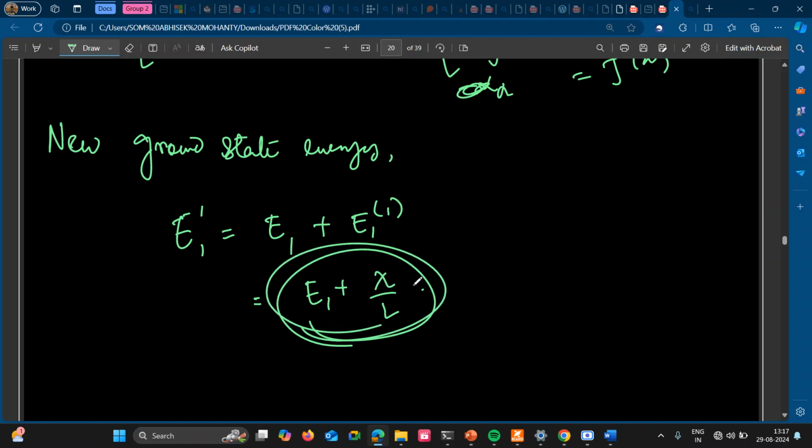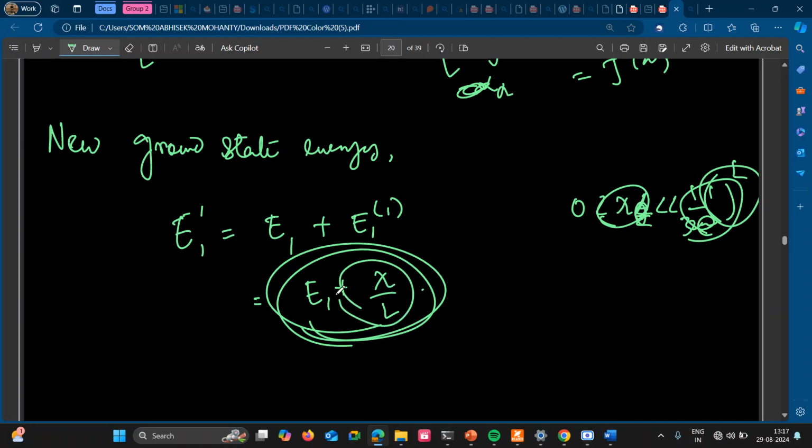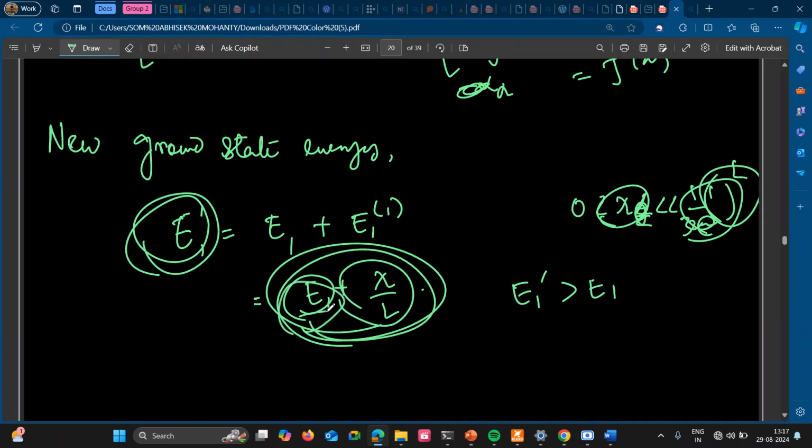If lambda is a positive constant, because we have written here 1 by 32 m h by L whole square, m is positive and this thing is positive, so lambda is positive. That means the new ground state energy is greater than E1. Got it? Because I'm adding a positive constant to E1, the new ground state energy will be greater than E1.